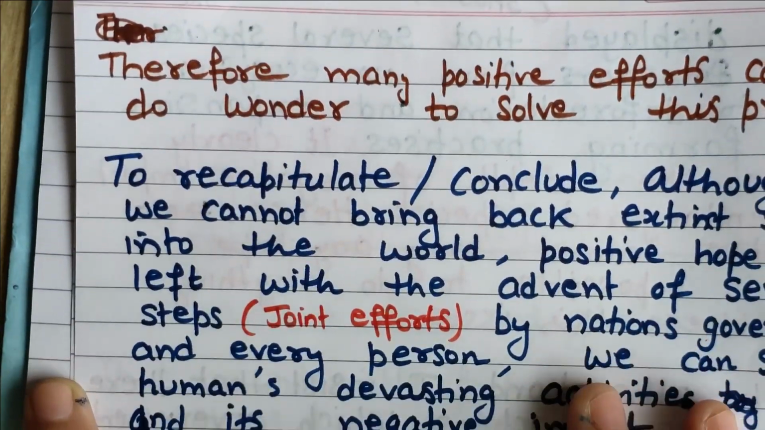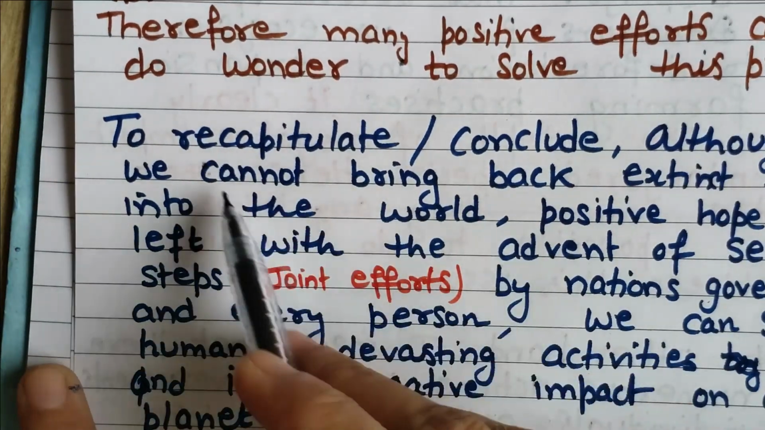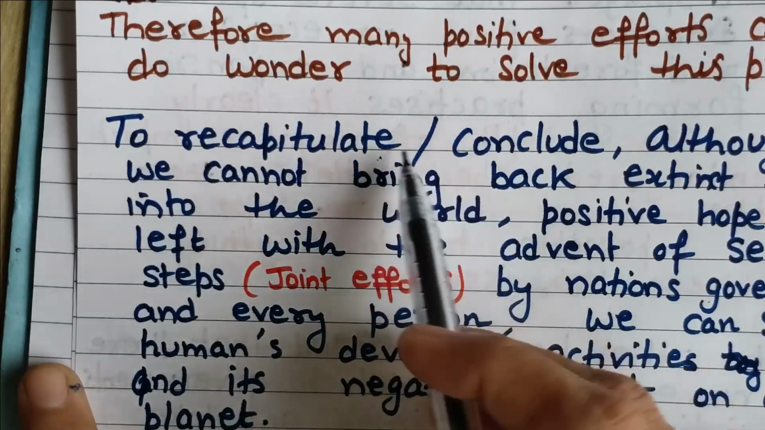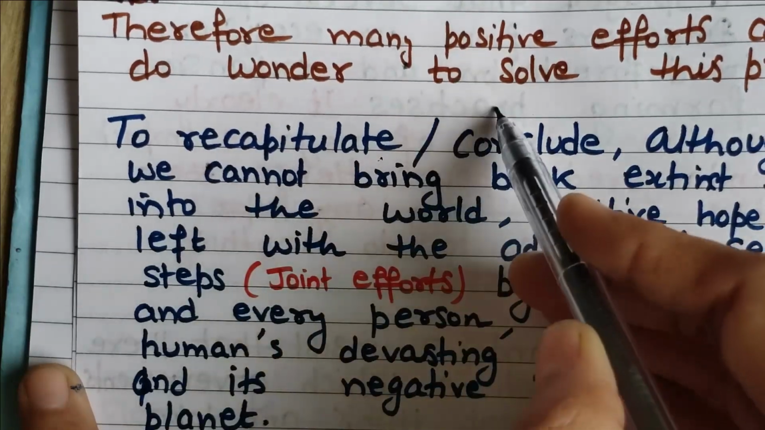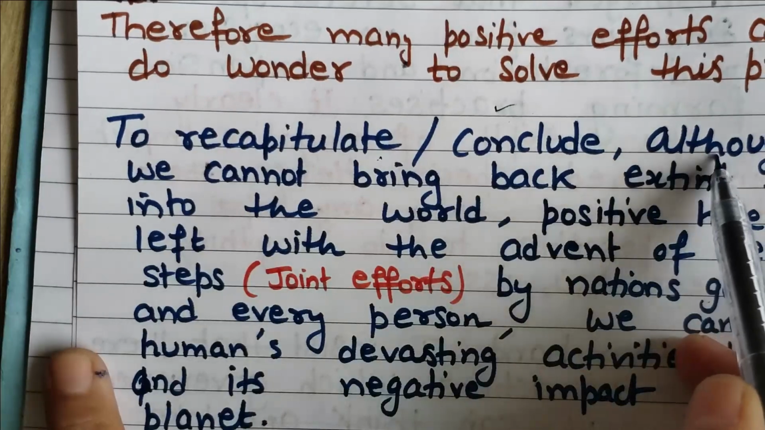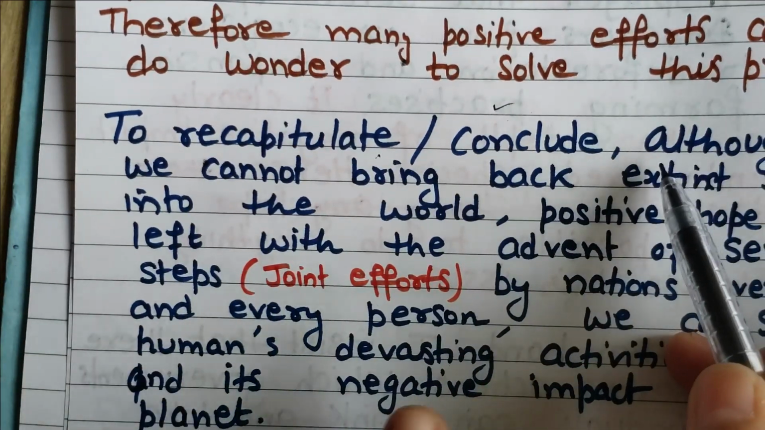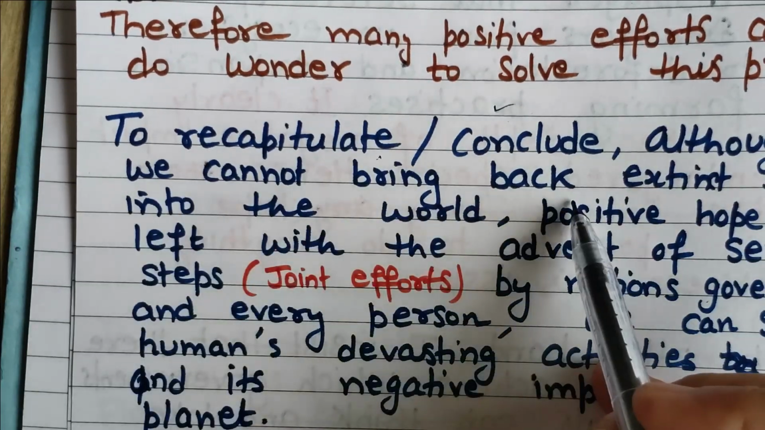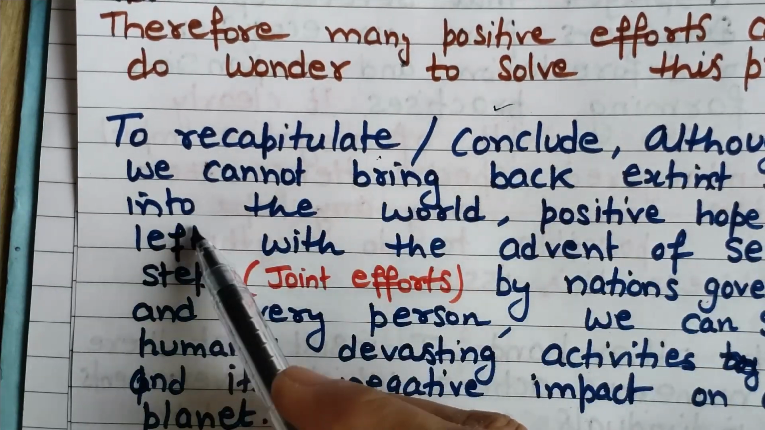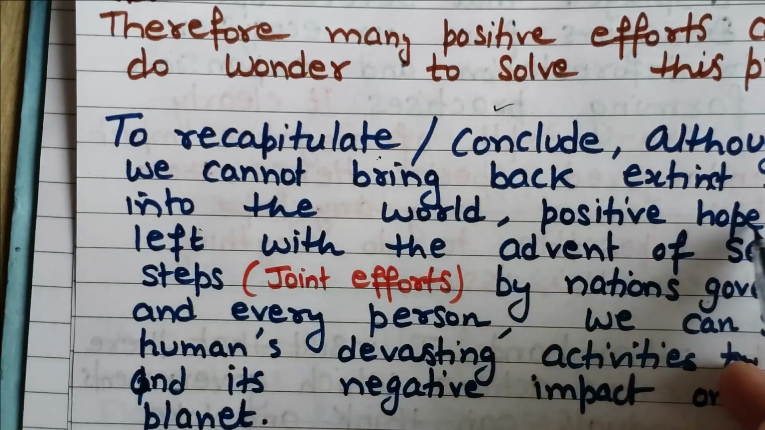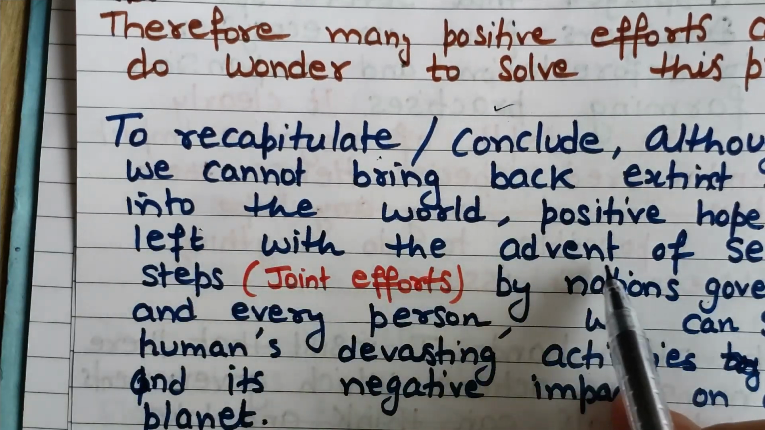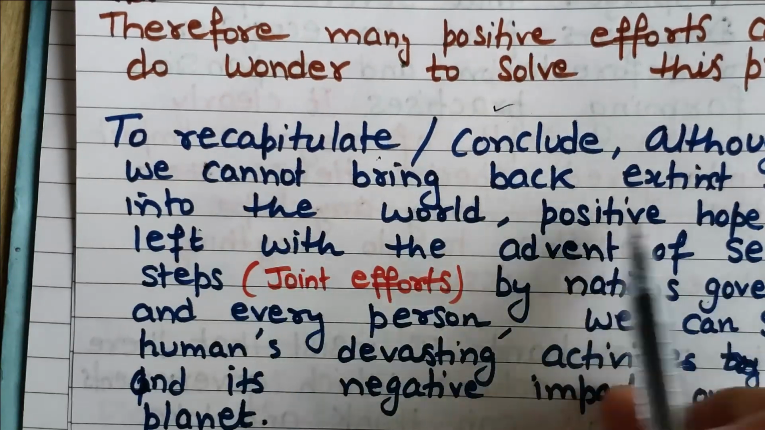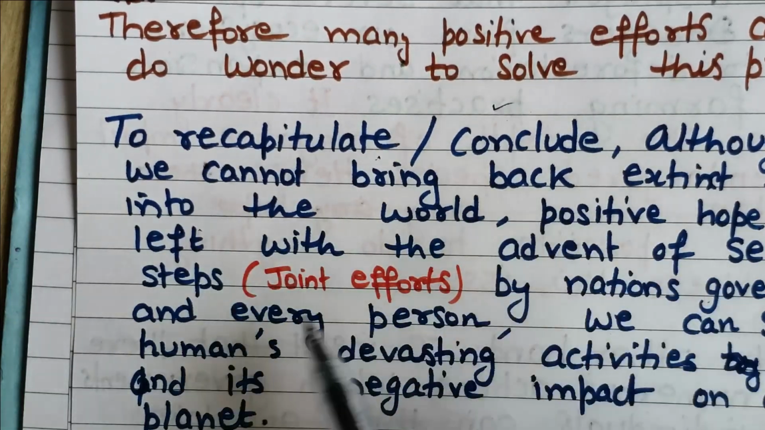Now come to the conclusion. "To recapitulate" or "to conclude," both of these will not come, only one, so I am opting for this. Although, this kind of sentence structure is also required in IELTS writing. Although we cannot bring back extinct species into the world, positive hope is left with the advent of several steps by nations, governments and every person.